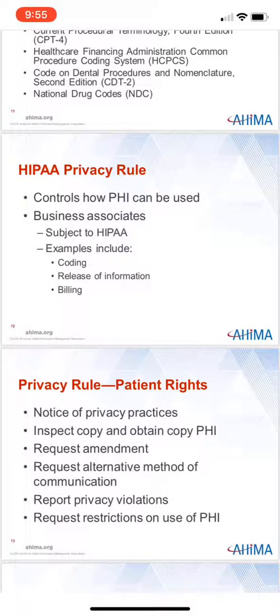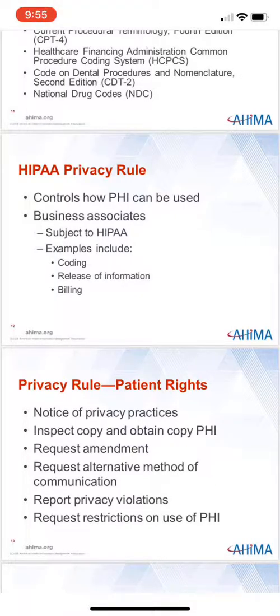HIPAA lists the specific data elements that determine whether or not information is PHI. If the information includes any of the data elements in Figure 13.1, it is considered PHI and is therefore subject to the HIPAA privacy rule. I'm not going to read all of these, but some of the examples are the patient's name, their postal address other than town or city, state, and zip, telephone numbers, fax numbers, email addresses, social security numbers, their license numbers, vehicle identifiers and serial numbers, including the license plate numbers, any biometric identifiers, and any photographs that you may take of that patient.